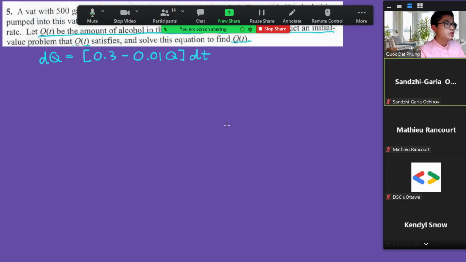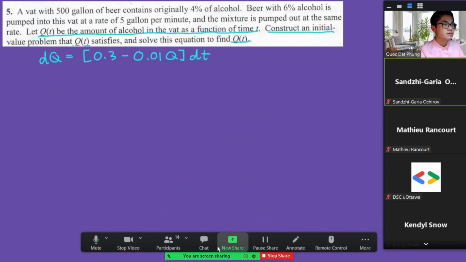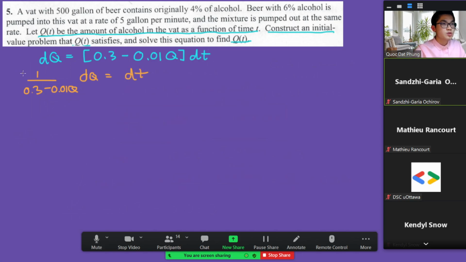Now we are going to integrate both sides. Before we do that, we want to have all the q's on one side. So we're going to divide both sides by this. Right, so we get 1 over 0.3 minus 0.01 q, this is dq. Over here, it's just dt. And to solve for q, we have to integrate both sides.